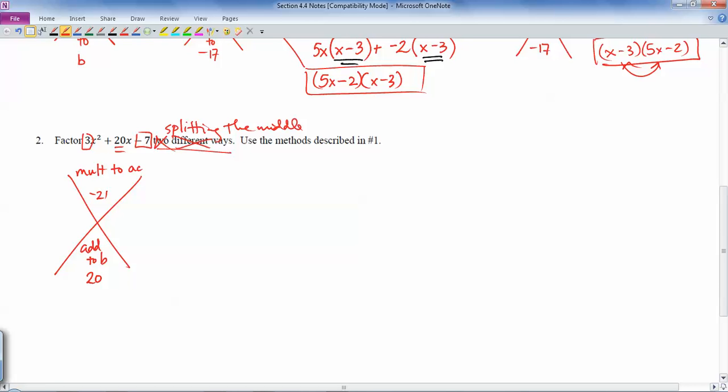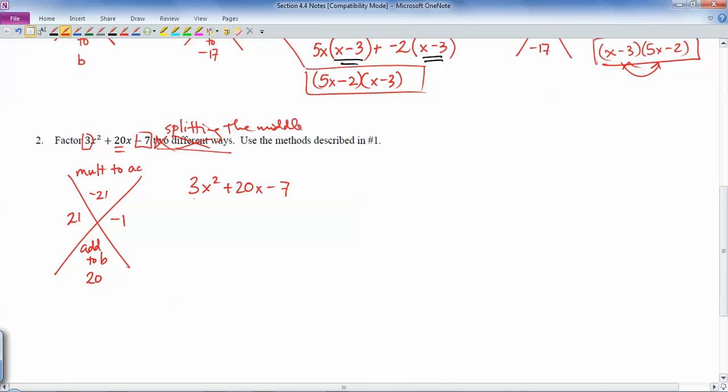So if you think about, well, what multiplies to negative 21 but adds to 20? Well, if I use positive 21 and negative 1, that works. And that's the one puzzle that you have to sort out. So then I'm going to rewrite my original, 3x squared plus 20x minus 7.